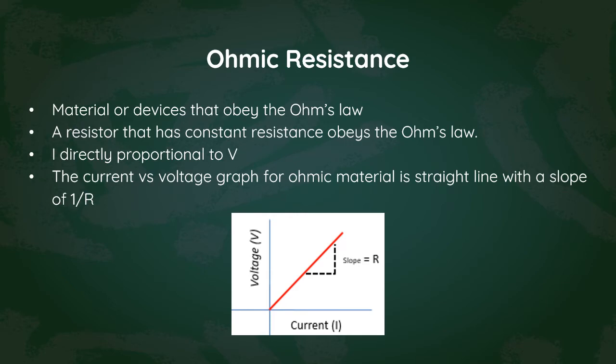So that is your current, affected by both voltage and resistance together at a constant rate, since it obeys Ohm's law, where your resistance is equal to V over I, or voltage over your current.